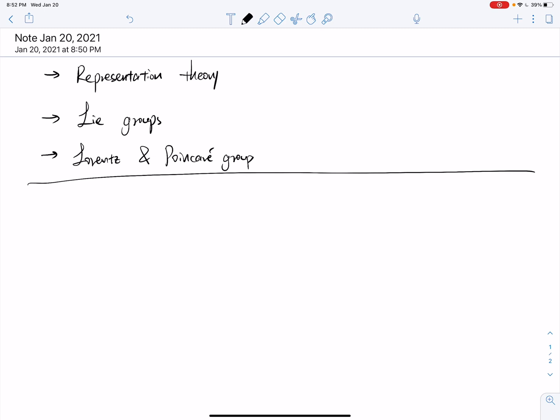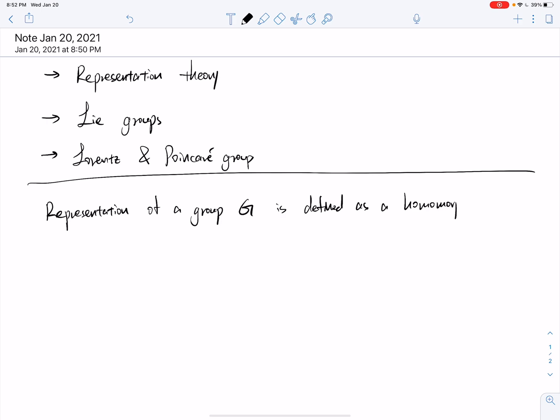by defining what is a representation. The representation of a group, which we call G, is defined as a homomorphism, which can be understood as a surjective map from the group G to general linear group of dimension V.